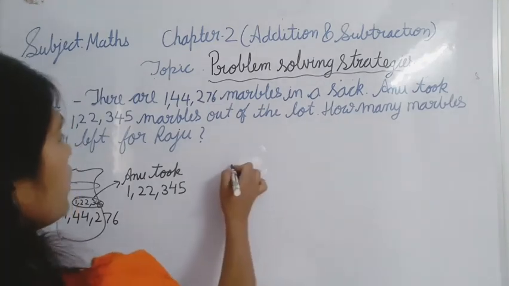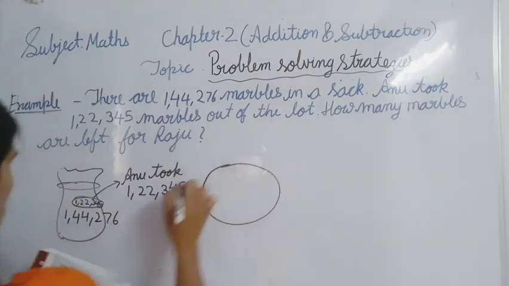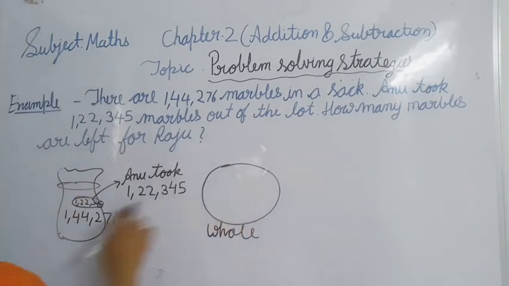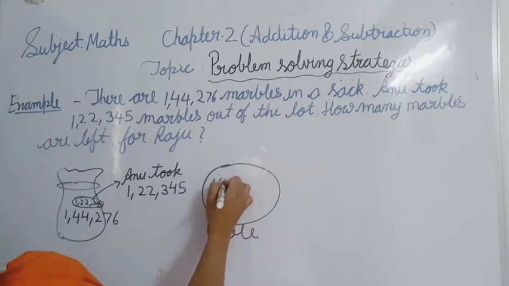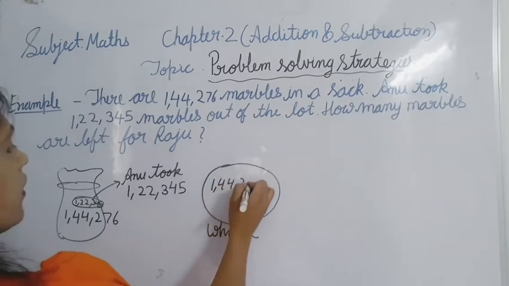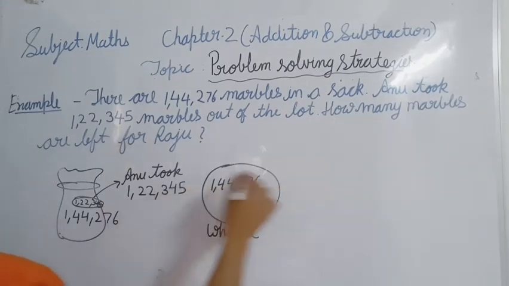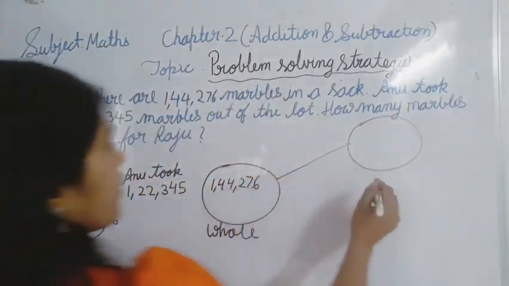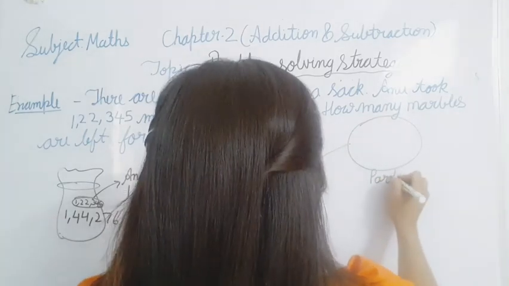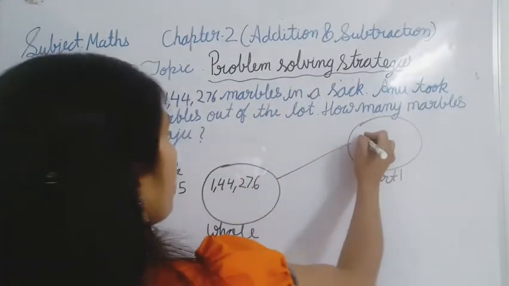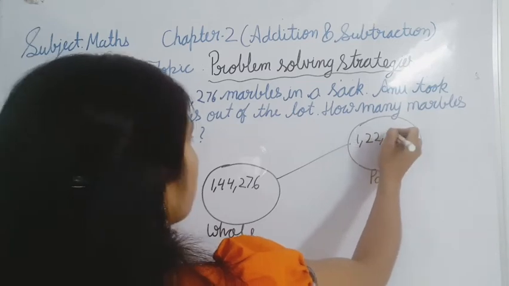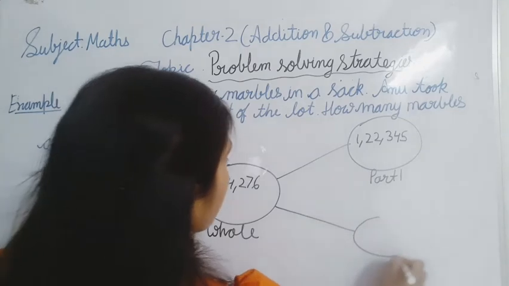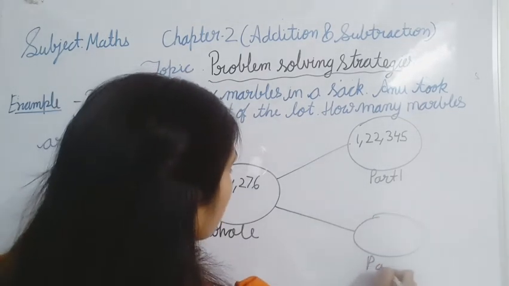So here total marbles means whole. The whole, how many total marbles do we have? The total marbles we have are 1,44,276. And Anu took, how much did Anu take? That means one part, Anu took one part. So this is part 1. So Anu took 1,22,345. Now they are asking for the leftover marbles, that is part 2.